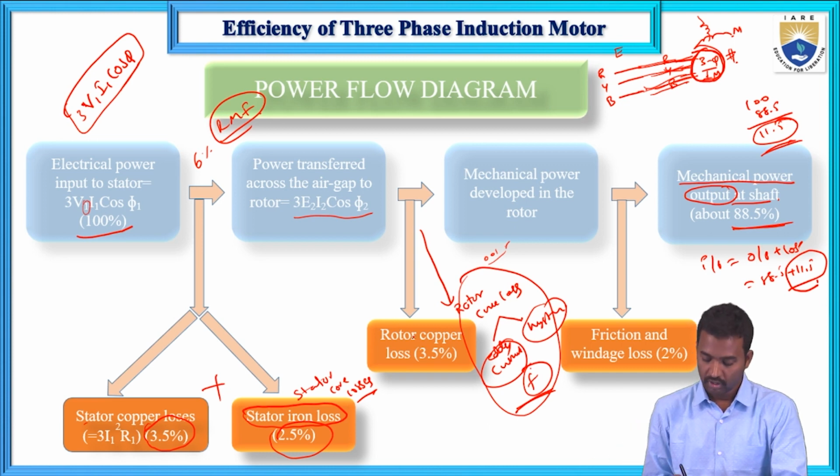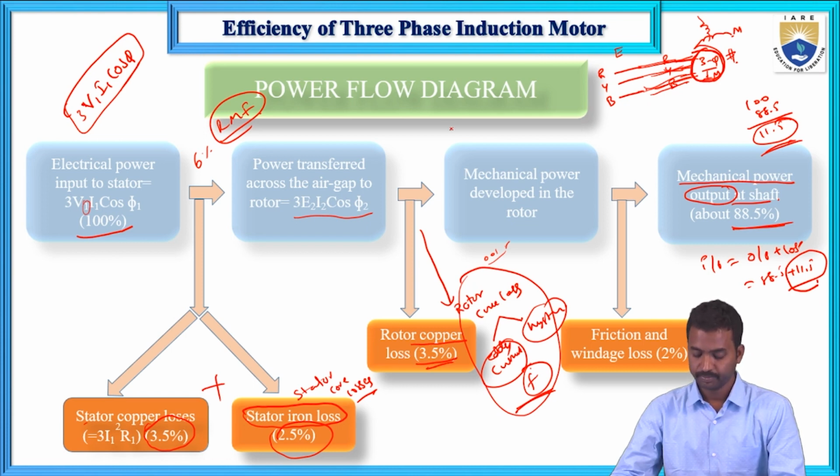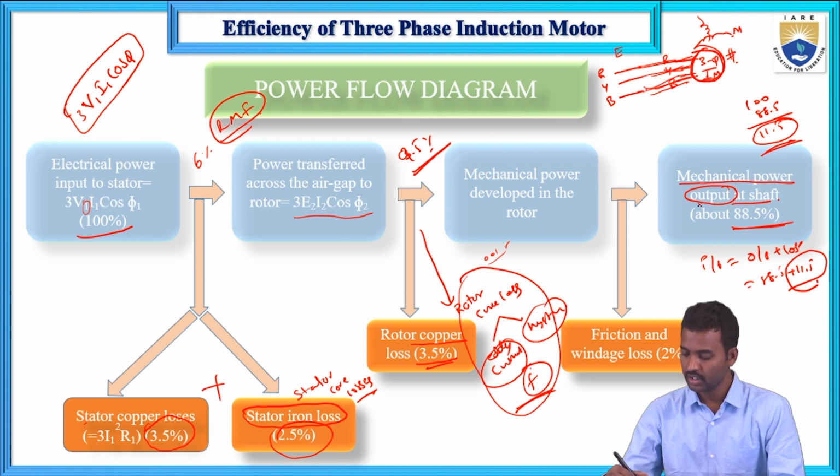The rotor has a winding, and that winding has some copper material, so because of the resistance and rotor current there may be a loss. That loss is 3.5 percent. Now 6 plus 3.5 is 9.5 percent. Next, this is at the shaft, and this is at the rotor, where mechanical power is developed.